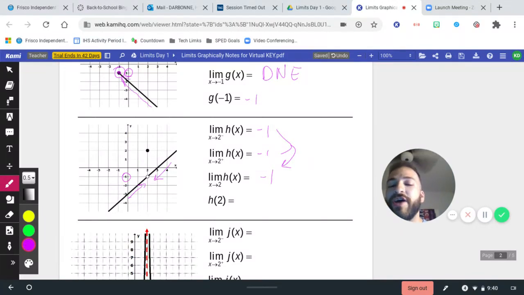And then h of 2, okay, what do we have going on here? Well, we do have that hole, but we also have that point that makes up for it. So if I'm evaluating the function, I always go to the point, not where the function looks like it's going. So the point is at 2, so h of 2 would be equal to 2.